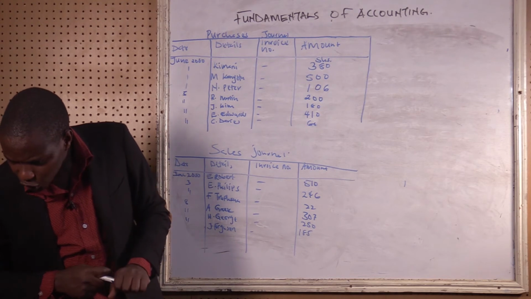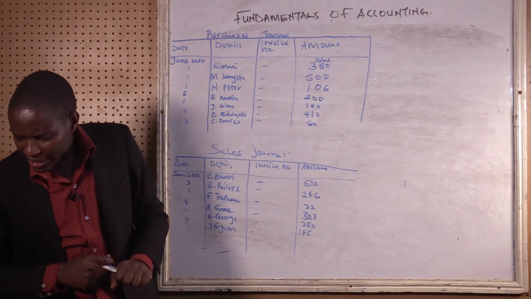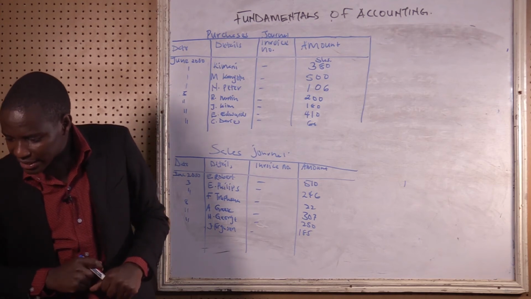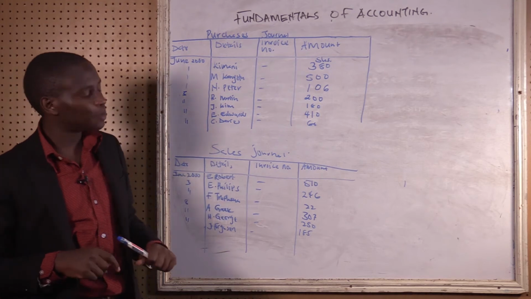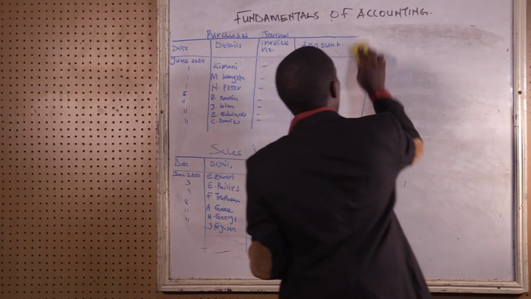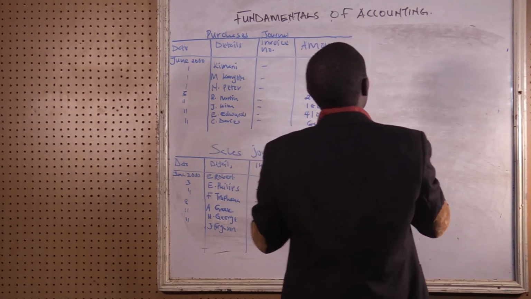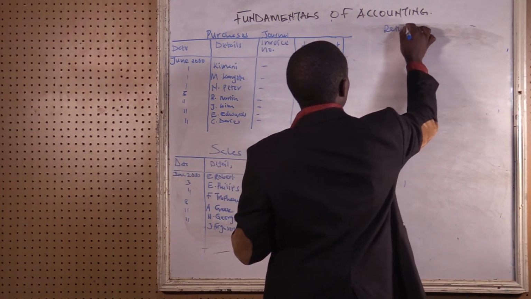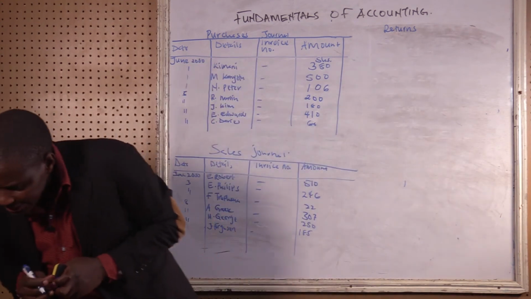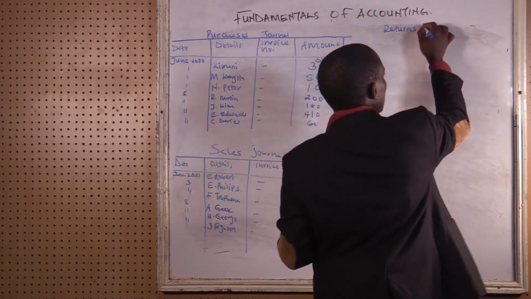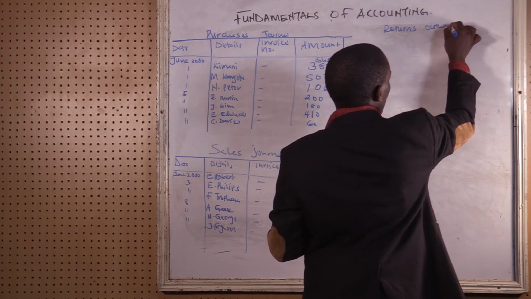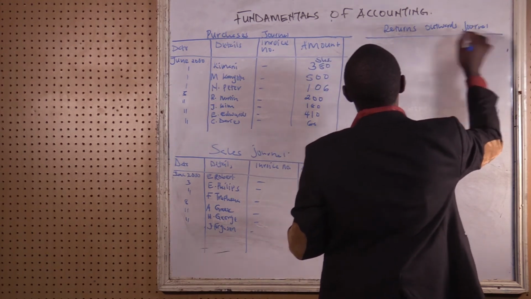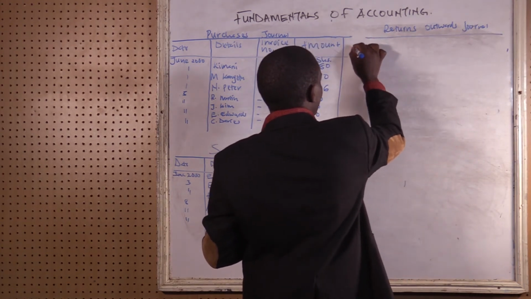The other transaction relates to 12th June. On 12th June, what happened is returns outwards to M. Kinoti and N. Peter, shillings 30 and 16 respectively. Now that one takes us to another journal. Our journal will now be returns, and that one was returns outwards. So we shall have the returns outwards journal. We shall have the date here.